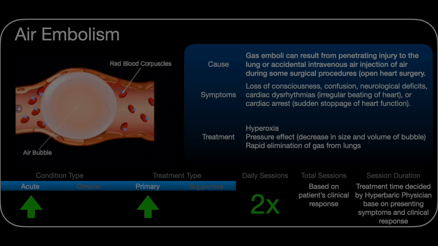Patients could present with loss of consciousness, confusion, neurological deficits, cardiac dysrhythmias, or cardiac arrest. The treatment with hyperbaric oxygen therapy relies on hyperoxia, when blood becomes oxygen-rich and when increased pressure causes a bubble to decrease in size and volume. This leads to a rapid elimination of bubbles out of the lungs. Because this condition is life-threatening, the patients are exposed to 2 sessions per day, and the total sessions depend on the patient's clinical response. The treatment time, especially for the first treatment, is decided by the hyperbaric physician based on the presenting symptoms and clinical response.